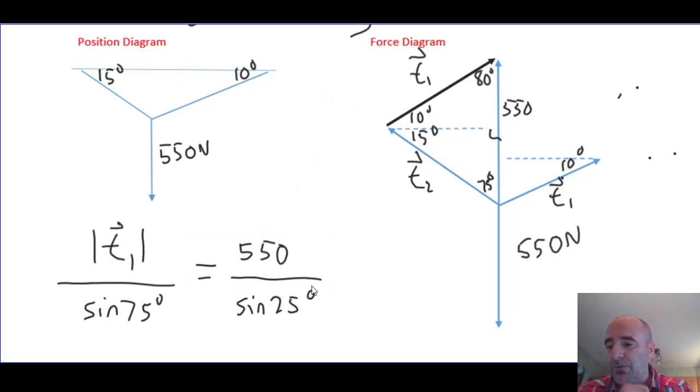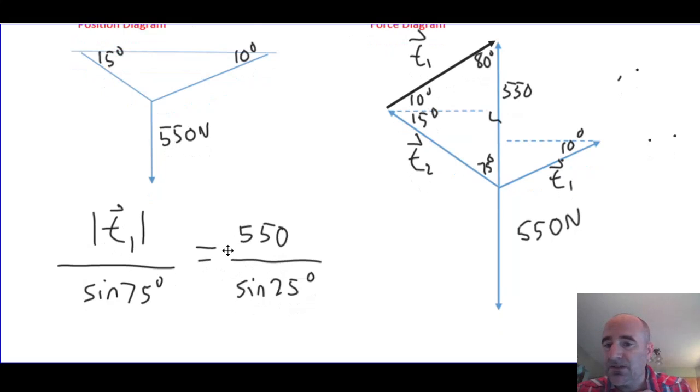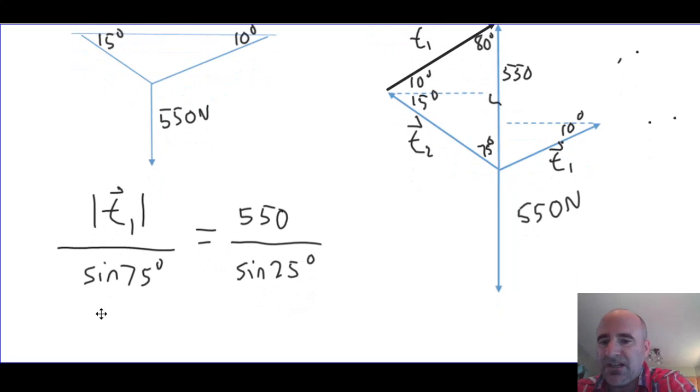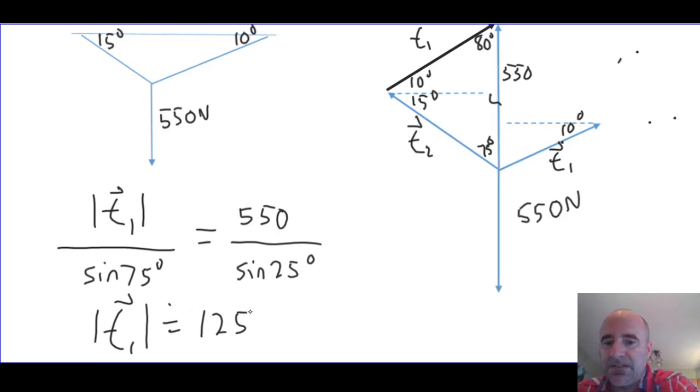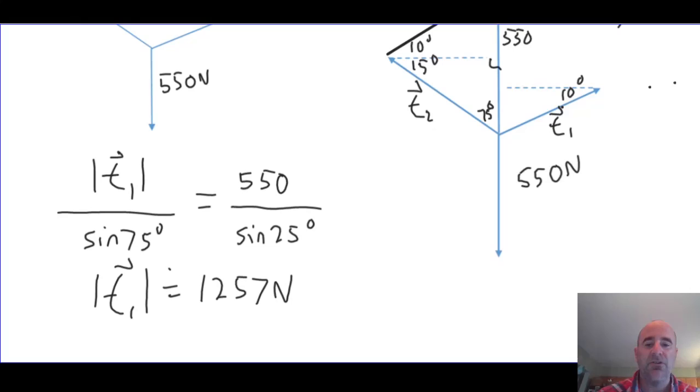Okay, multiply both sides by 75 and solve for T1, and you should get an answer of about 1257 newtons. So there's the answer for the magnitude of the tension in the wire on the right. How about the one on the left?